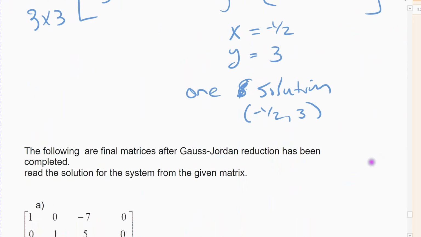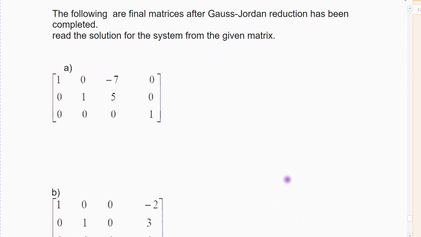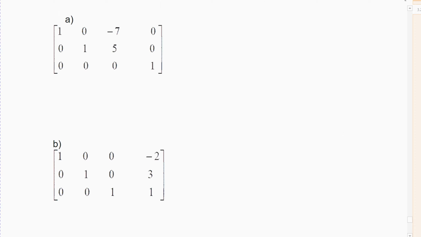Alright, so just to finish it up here, sometimes on the final exam, a lot of times, because of time, the final exam's a long test, instead of making you type it all out on the calculator, what they'll do instead is they'll give you the matrix, and then you just have to read the solution. Alright, so there's a couple of examples of those cases.